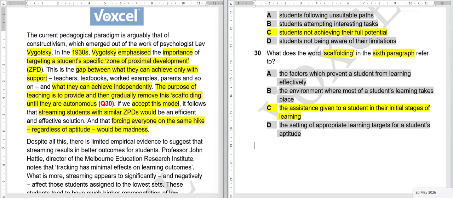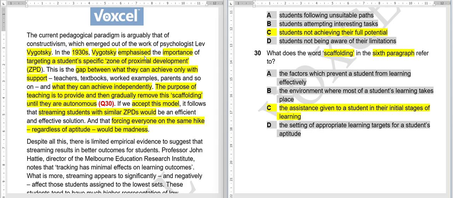And what does scaffolding mean? It means what they can do with the help of teachers and what they can do independently. In the beginning we should provide them support, and after some time we should make them self-reliant. Autonomous means self-reliant. I hope it is clear.